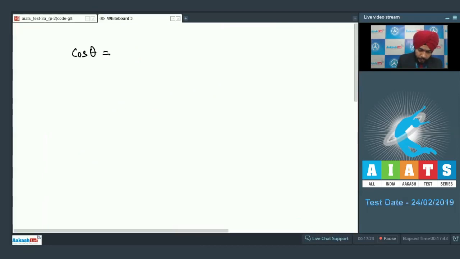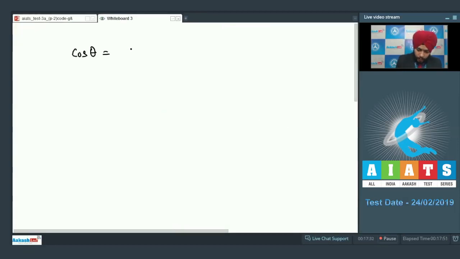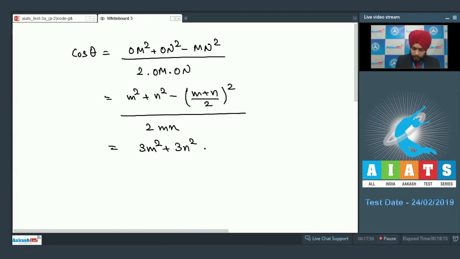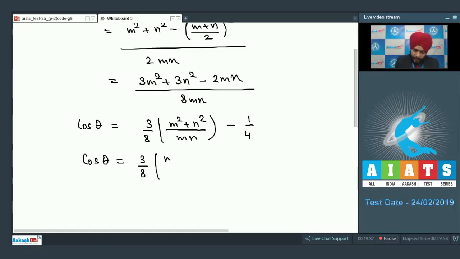Let us consider cos theta. Cos theta will be OM square plus ON square minus MN square upon 2 into OM into ON. Students, it is m square plus n square minus ((m plus n) by 2) whole square, divided by 2mn, which is (3m square plus 3n square minus 2mn) upon 8mn, which is equal to 3 by 8 into (m square plus n square) upon mn minus 2mn upon 8mn, that is 1 by 4. This is cos theta. Cos theta is 3 upon 8 into (m by n plus n by m) minus 1 by 4.